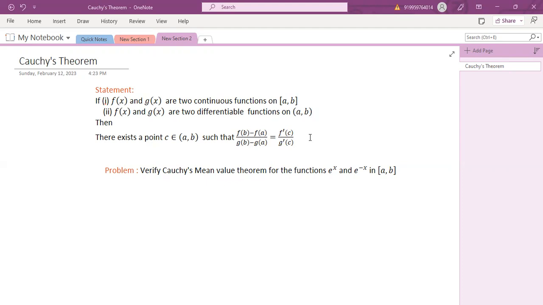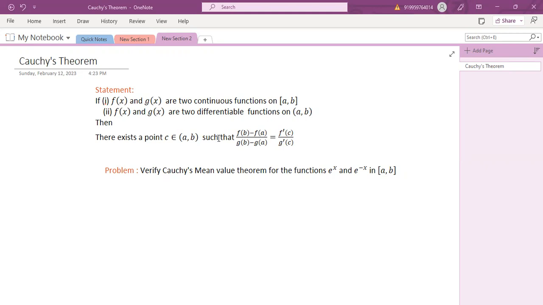In the previous mean value theorems, Lagrange's mean value theorem or Rolle's theorem, we used only one function. Now in Cauchy's mean value theorem, we use two functions. f of x and g of x are two continuous functions on the closed interval a comma b, and both are differentiable on the open interval, just like in Lagrange's mean value theorem. Then there exists a point c between a and b. Open interval means c not equal to a as well as c not equal to b.